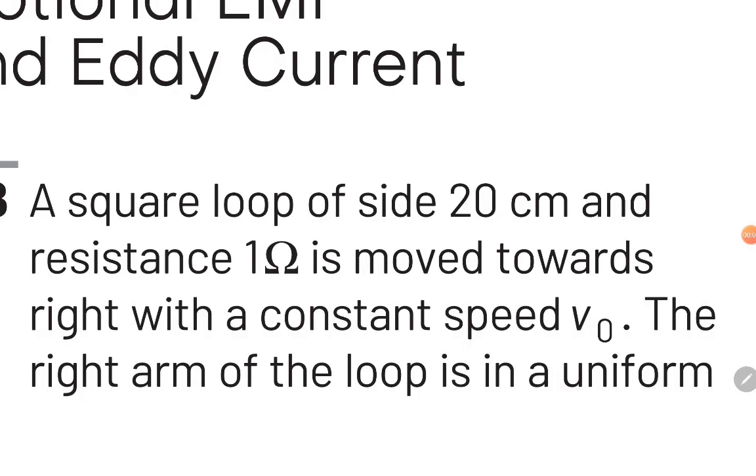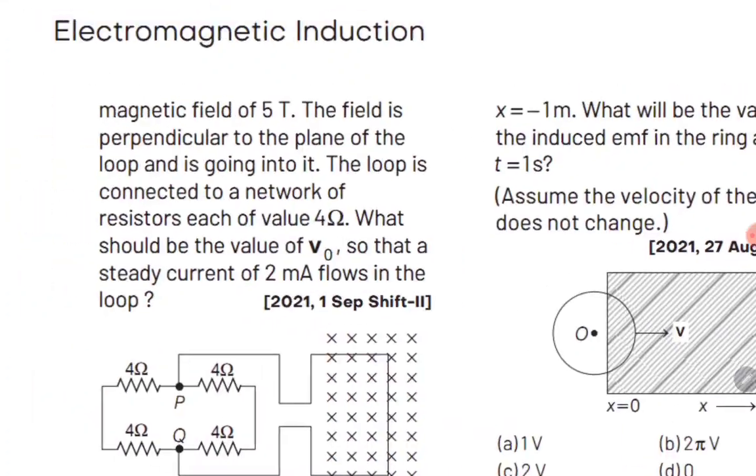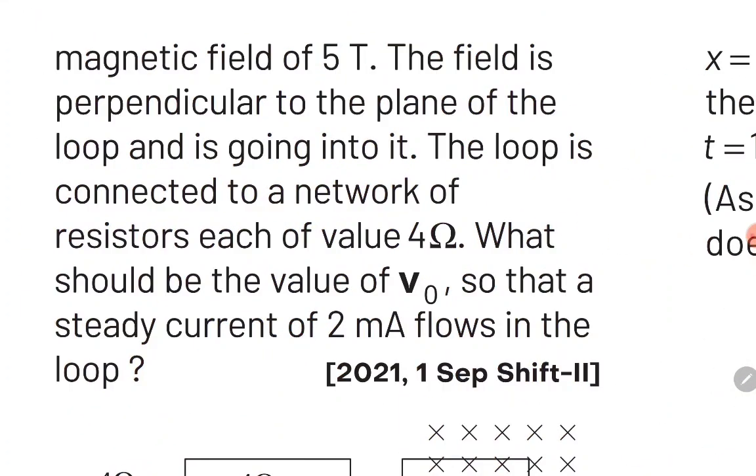Yes students, the sixth question of this chapter is, a square loop of side 20 cm and resistance 1 ohm is moved towards right with a constant speed V0. The right arm of the loop is in a uniform magnetic field of magnitude 5 Tesla. This field is perpendicular to the plane of the loop and is going into it. Also, this loop is connected to a network of resistors, each of value 4 ohms. What should be the value of V0 so that a steady current of 2 milliamperes flows in this loop?